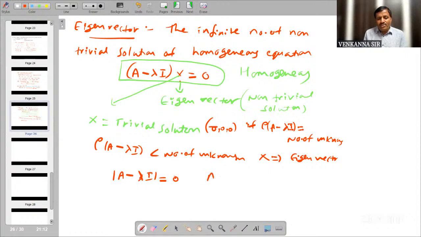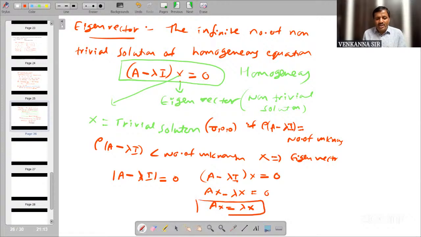So from this equation, (A minus lambda I) x equals 0, what further equations are we going to derive? A into x is Ax, minus lambda I into x. What is I into x? Unit matrix into x is x. So Ax minus lambda x equals 0. Then Ax becomes lambda x. Very important: Ax equals lambda x.